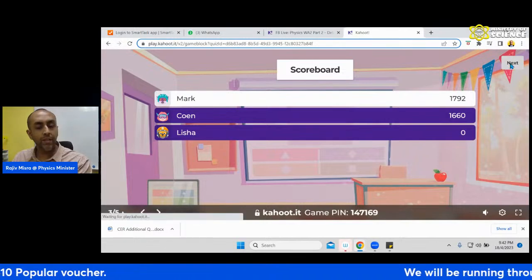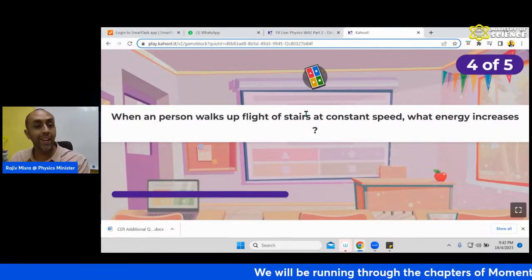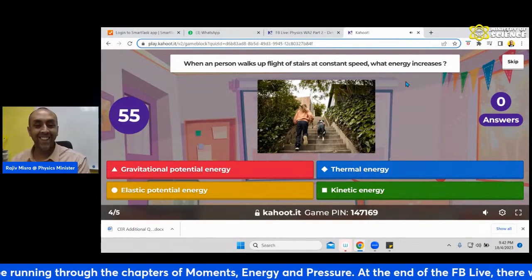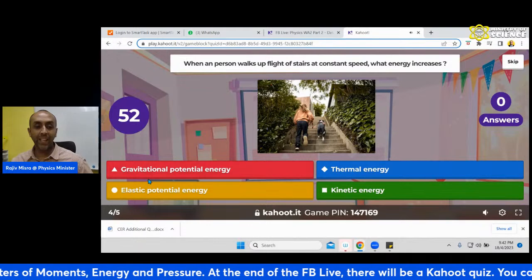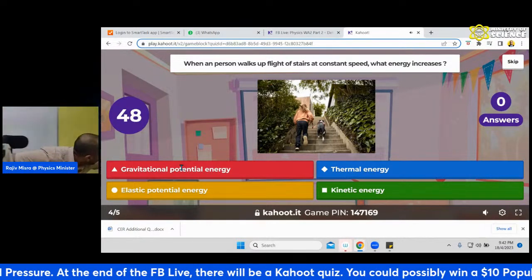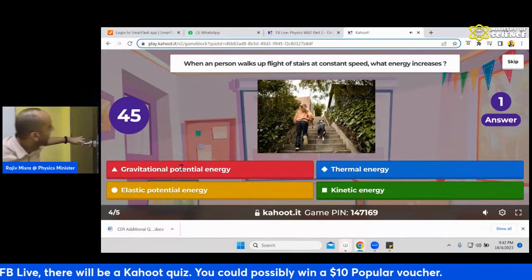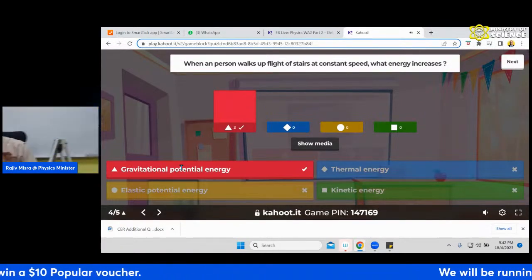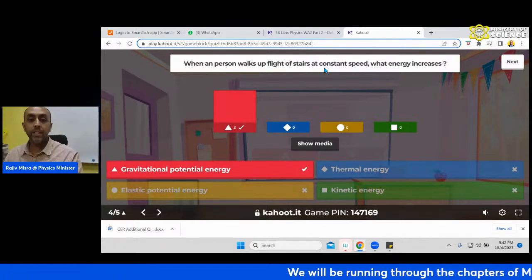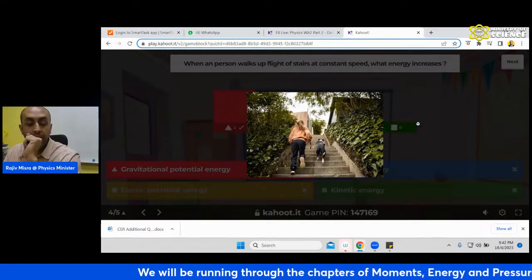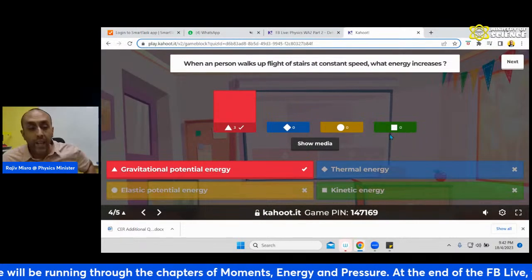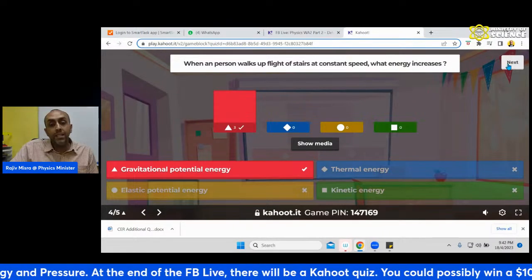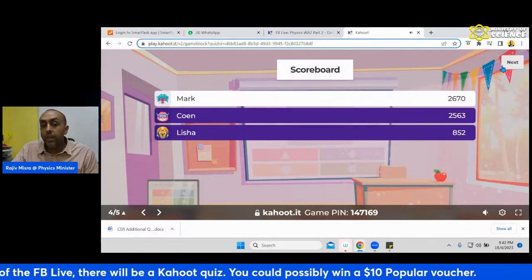All right, Lisha. For Lisha, if you have any questions, please go ahead and put them in the chat. When a person walks up a flight of stairs at constant speed, what energy increases? Go ahead and try this. Looking at the question itself, because the person is rising in height, you have gravitational potential energy. But constant speed means that the kinetic energy remains the same. Okay, Lisha, very good. Good job.